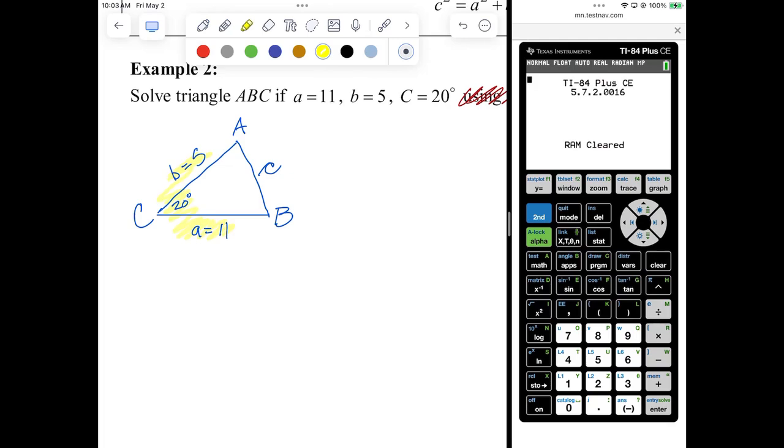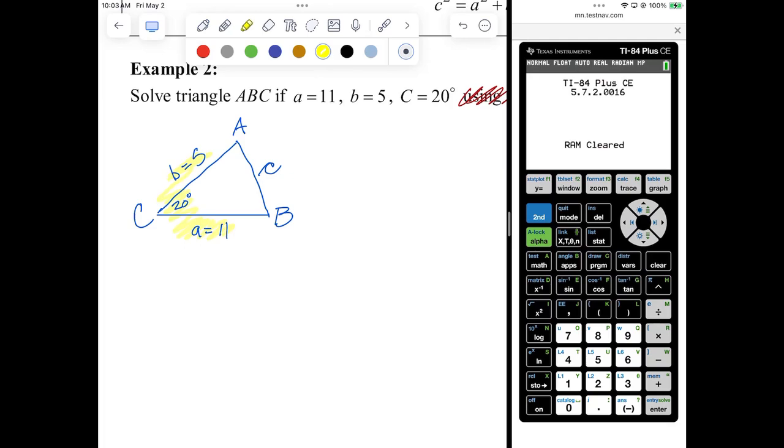So here's what you're going to tell yourself. I need to find two angles and one side. That's what's left to find, right? There's no way to find the other angle by subtracting from 180, is there? Because that trick only works when we know two angles. So here's what you do when you have side angle side.